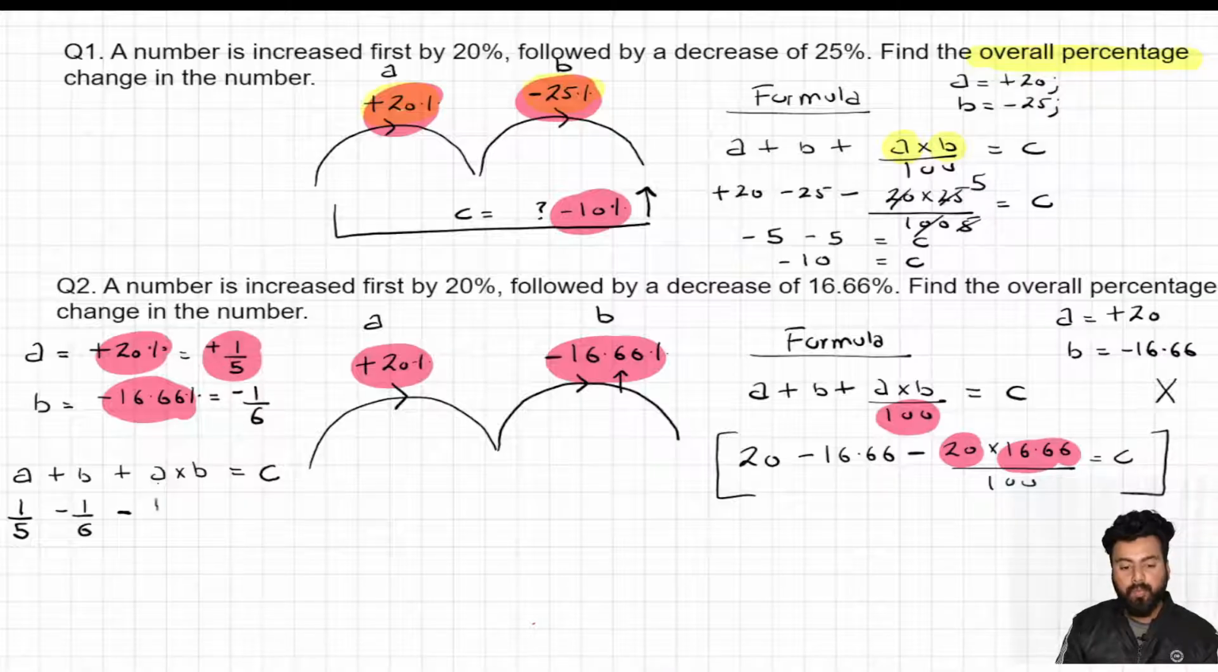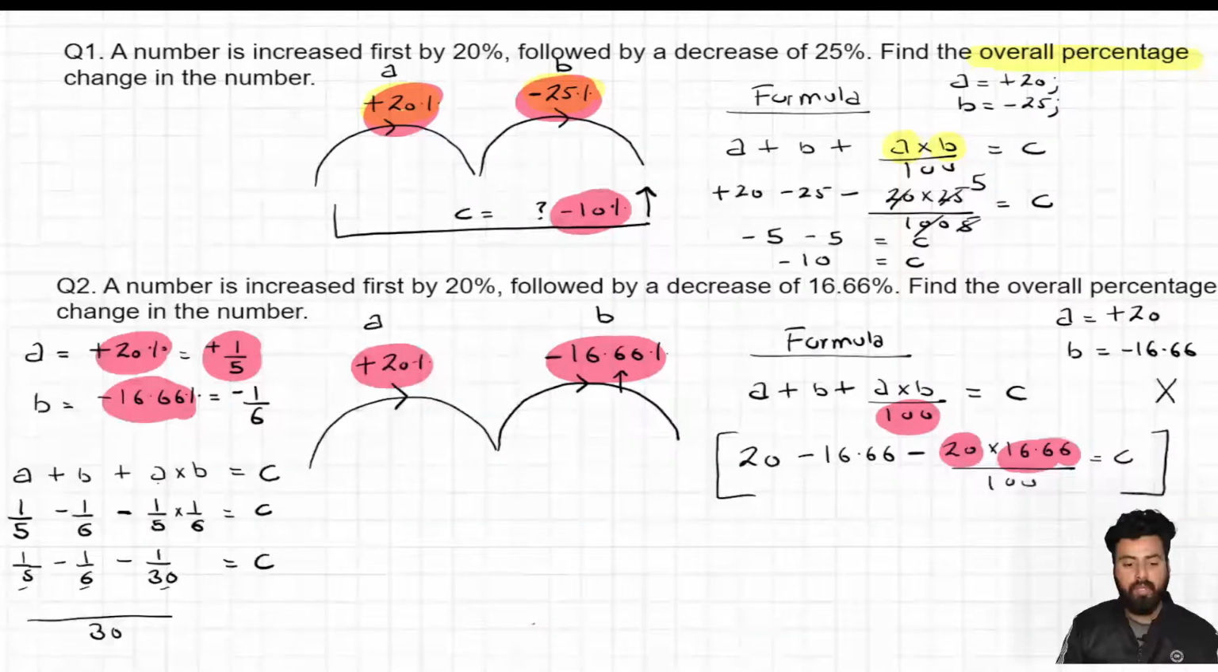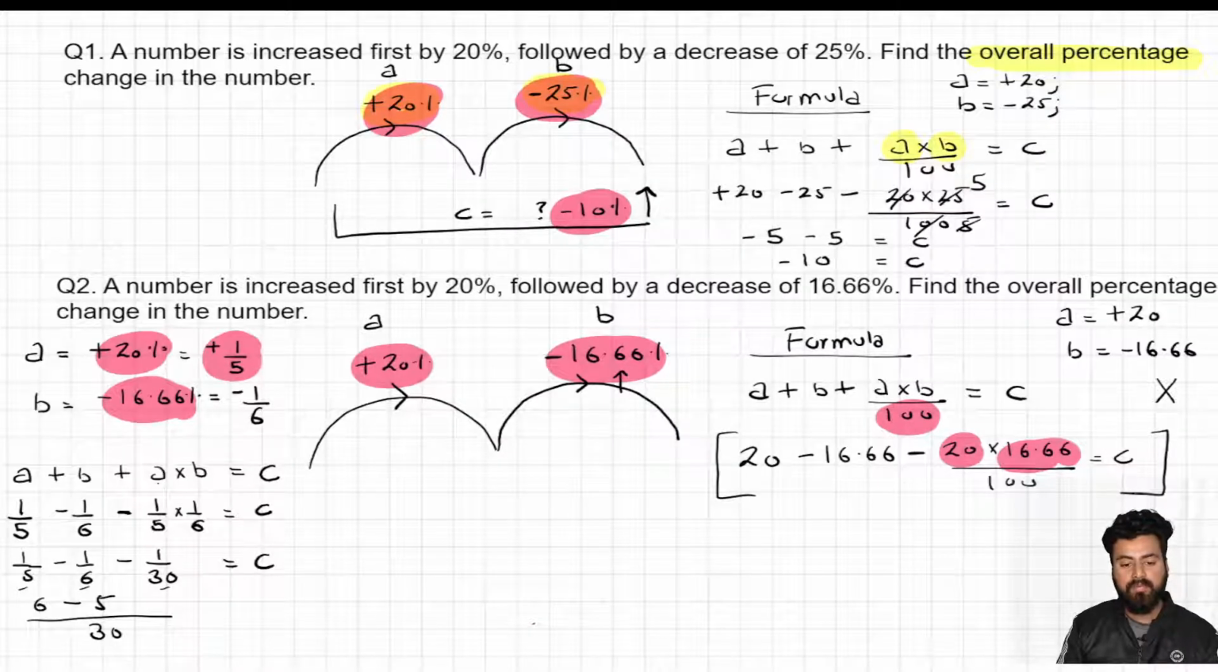So minus 1/5 into 1/6, and this in turn will give you the answer of C. Okay, C is the overall change. Let's simplify. 1/5 and 1/6, if you multiply, it's 1/30. So if you look at the denominators 5, 6 and 30, let's take the LCM. It's 30 only. Once you take the LCM, 5 into what? 6. 6 into what? 5. 30 into what? 1. So let's write 1.